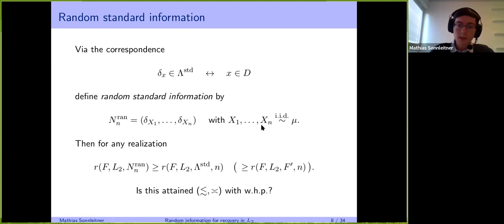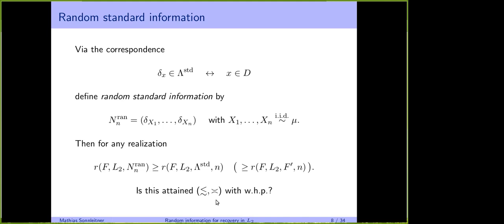So if we have such a random standard information, then for any realization, its radius is at least the nth minimal radius of all standard informations. And again, this is at least the radius if we allow the minimal radius over all linear measurements. And we again ask if this is attained for the random information asymptotically with some high probability.